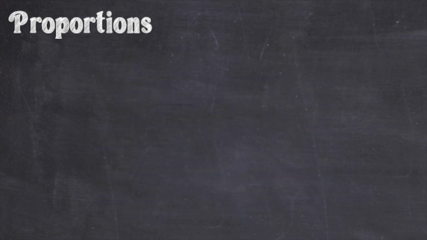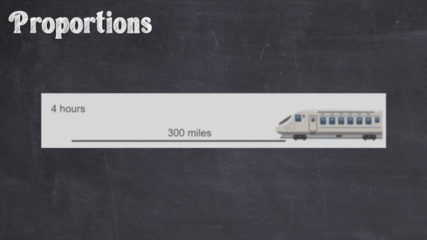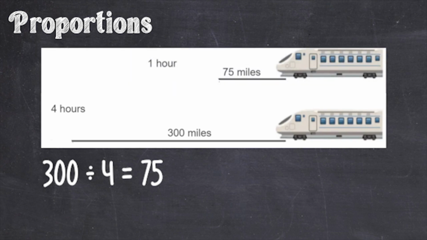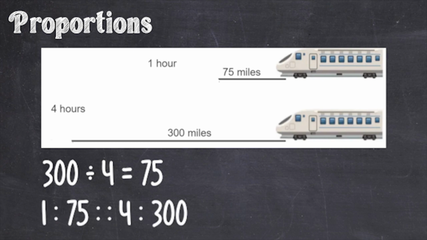The distance traveled by any mode of transportation is proportional to time. Consider a train that travels 300 miles in 4 hours. To find the distance the train traveled in 1 hour, we can divide 300 by 4, which is 75 miles. This means that the train covers 75 miles each hour. The proportion in this example can be written like this: 1 to 75 is proportional to 4 to 300.